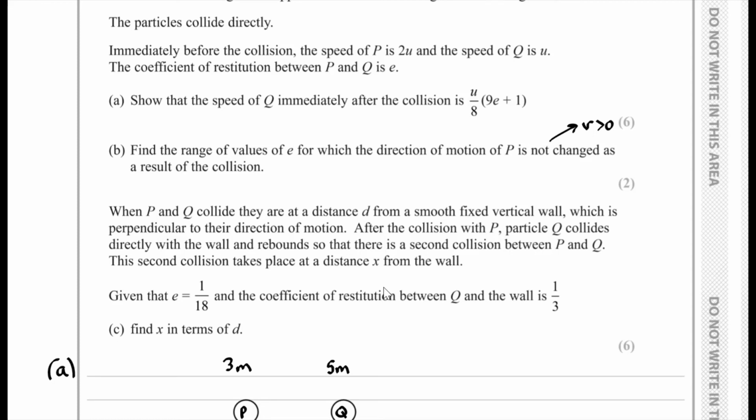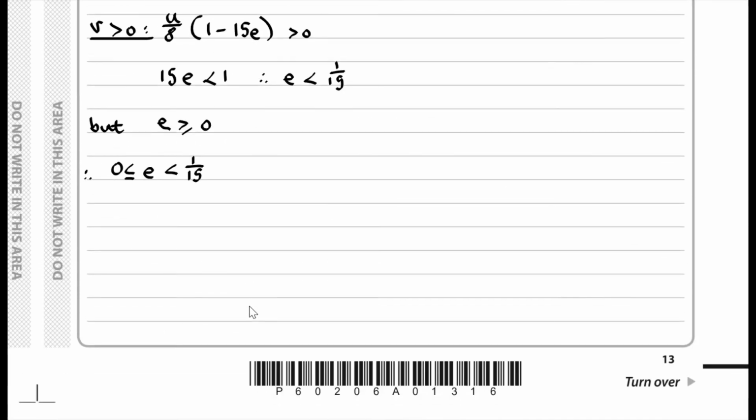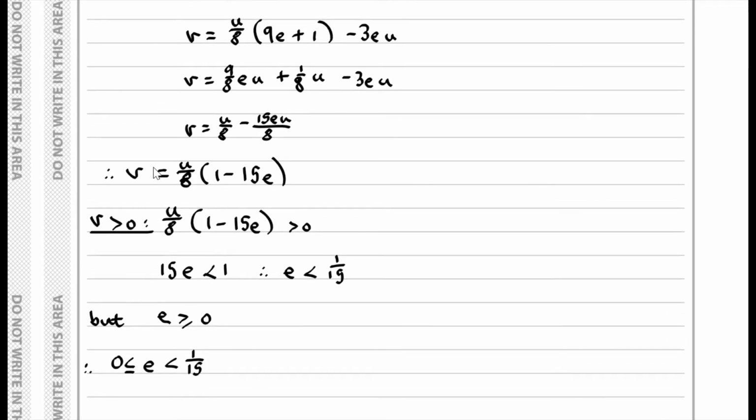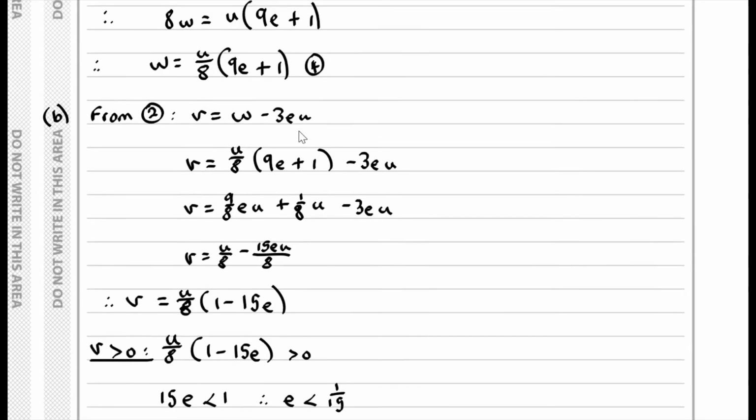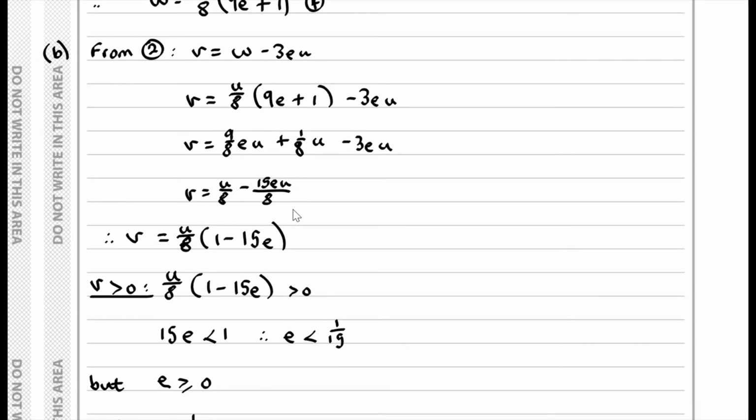So to do this, I think it will be a good idea to, first of all, if we know that E is equal to 1 over 18, use that to find V and W. Okay, so let's do that. We know what V is, we know what W is, so using equation 4 and equation 5, we'll call this equation 5.